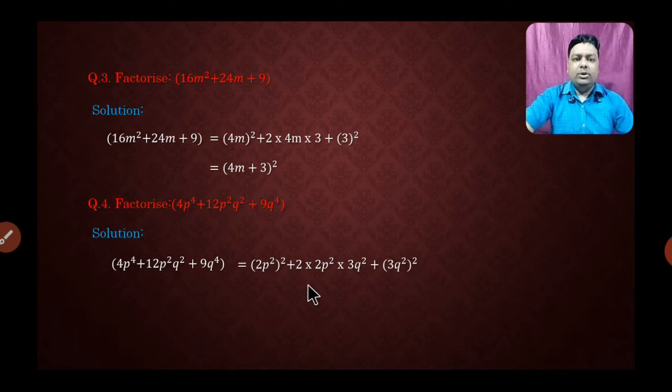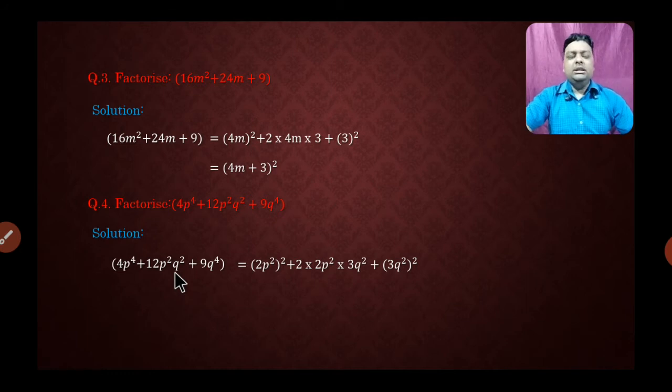Now we will put the value in 2ab. 2a will be 2p square, b will be 3q square. Multiply the constant term first. 2 twos are 4, 4 threes are 12. Constant term matching. Now p square and q square, it is also matching.